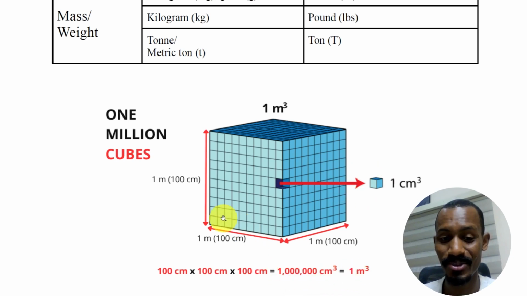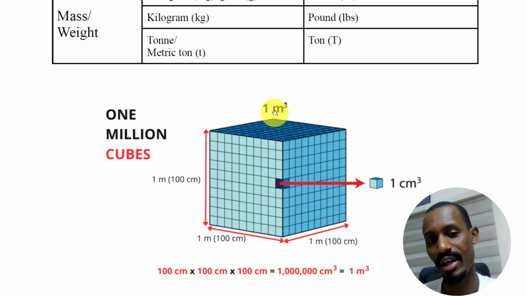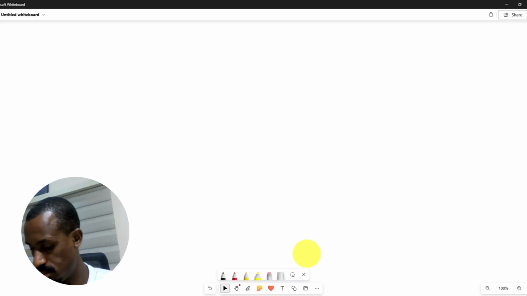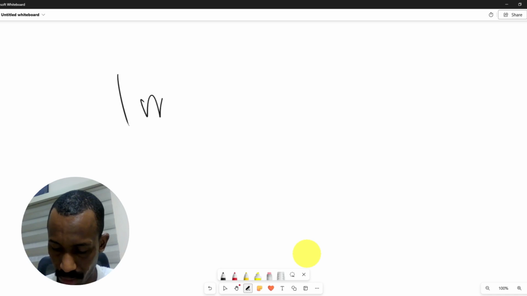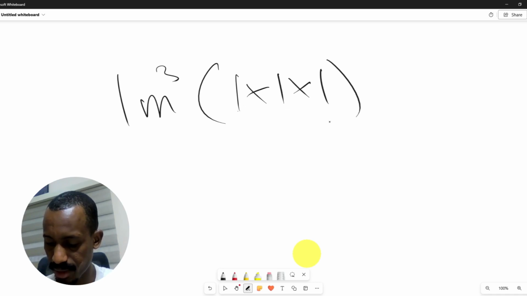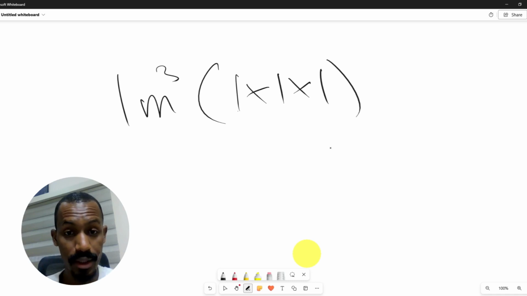You see how conversion works? When you want to convert 1 meter cube to 1 centimeter cube, you don't just divide it by the rate of 100. No, you divide it by 100 to the power of 3, and 100 to the power of 3 is 1 million. What I'm trying to say here: what does 1 meter cube mean? It means 1 meter by 1 meter by 1 meter. The length is 1 meter, the width is 1 meter, and the height is 1 meter. This is called 1 meter cube or cubic meters.